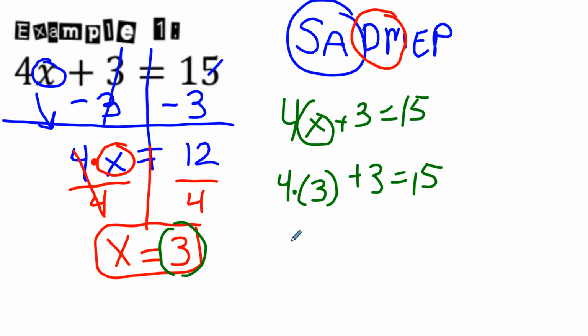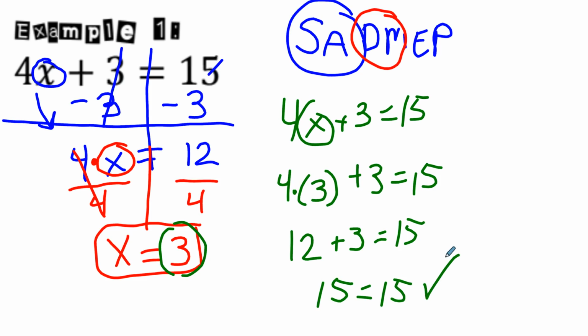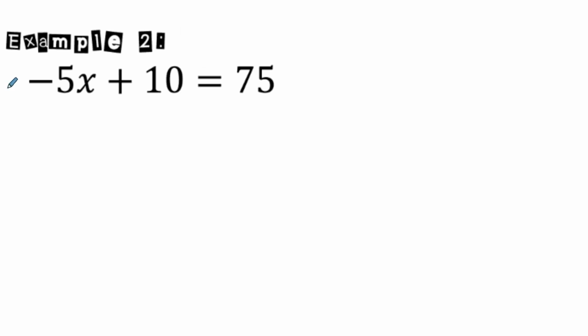4 times 3 is 12 plus 3. And when I simplify that step, I get 15 equals 15, which is true. That means that my answer is correct. So it's kind of nice. We have a built-in checker. Go ahead and try this next example too and see what you get as your answer.